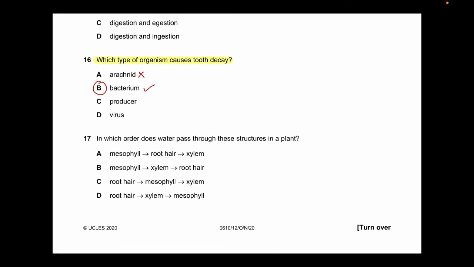In which order does water pass through the structures in a plant? Mesophyll to root hair. Water cannot pass from mesophyll to root hair, so any options with that would be wrong. Water cannot go from root hair directly to mesophyll, so that is also wrong. Water can go from root hair to xylem and from xylem to mesophyll, so option D is correct.